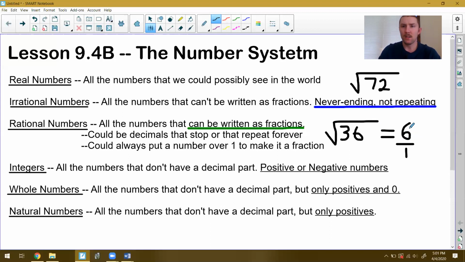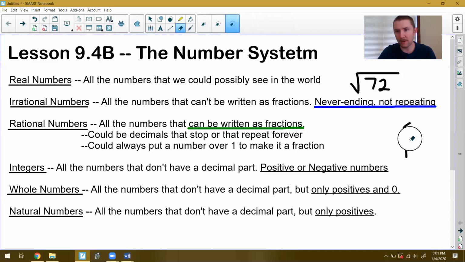So certain square roots are rational numbers if they work out very nicely, if they come out to be just a normal number. Those are rational numbers. Otherwise, square roots most of the time are going to be irrational. They're going to go on and on forever. So that's the two subcategories we get to first.